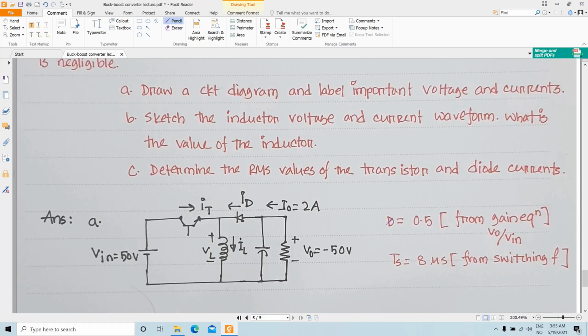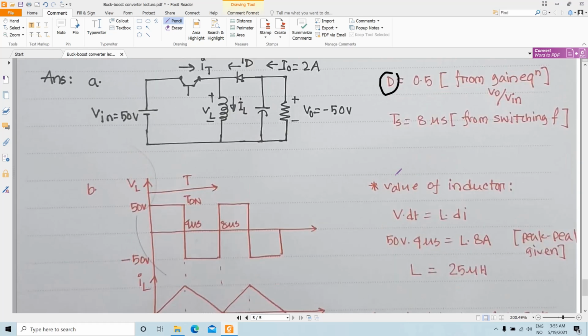From the first part you can calculate the value of D, because in all the numerical examples the value of D comes from your output and input voltage. So from the gain equation, from the output voltage and the input voltage, you first calculate the value of the duty cycle D, and you calculate your time period T from the switching frequency. These are the first steps. Depending on the duty cycle and the time period, you know how long is your T on and how long is your T off time.